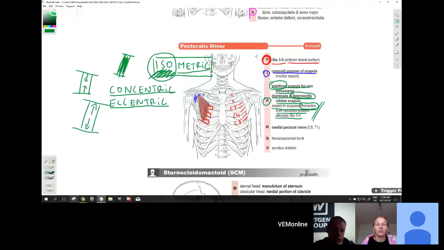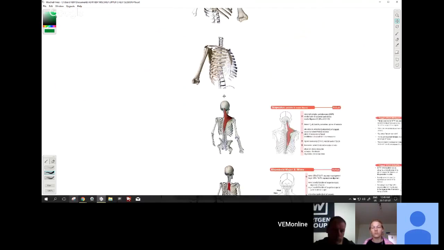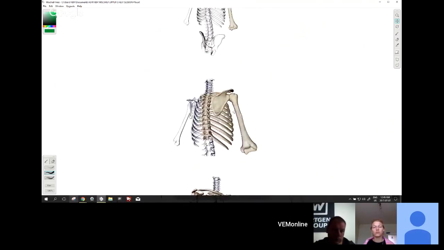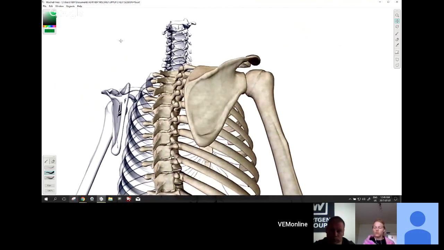Let's review this one more time. I know I showed this two or three times at least, but this is quite important. Let's take a look at it one more time. What does upward rotation mean? And what does downward rotation mean? So this is the scapula. That's the joint, these are the articulating surfaces, so the humeral head and glenoid cavity.